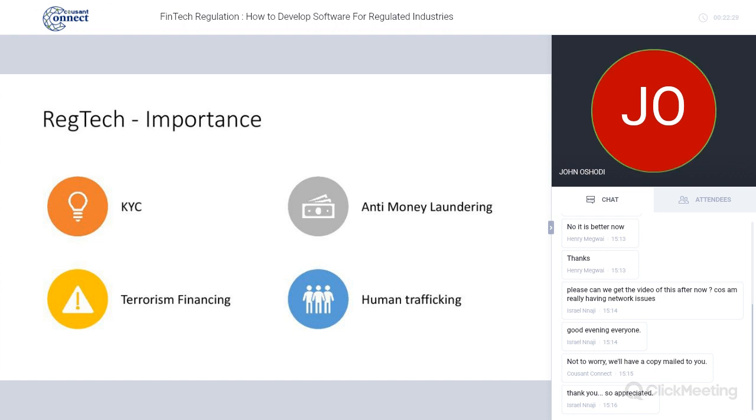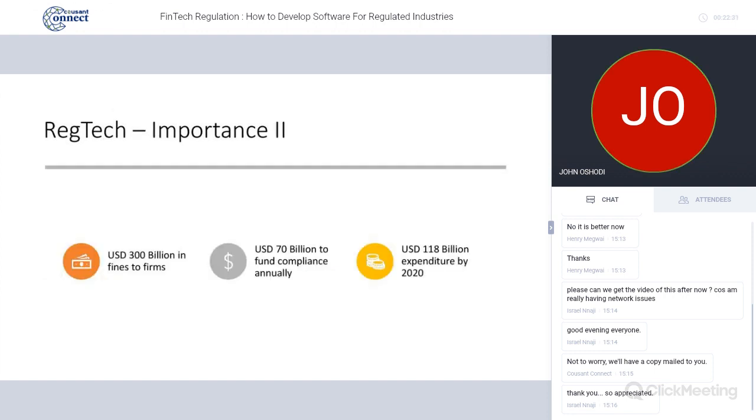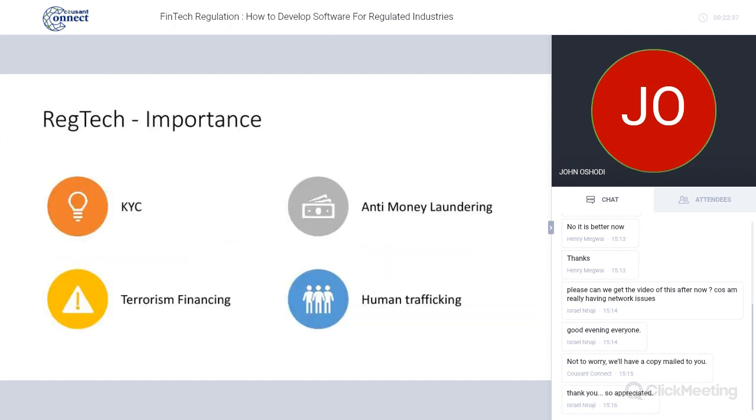I can't even start to imagine how anyone would go through something as terrible as human trafficking. And that's basically why RegTech is important, to ultimately stop these things.